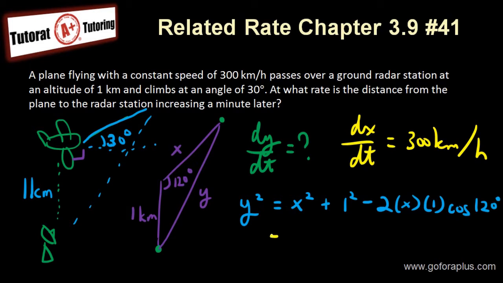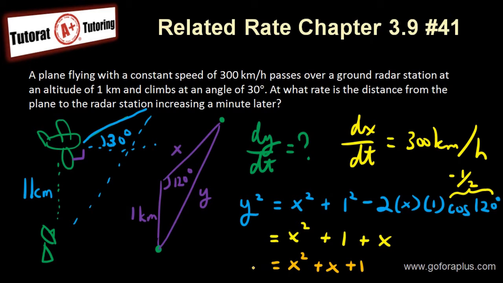Let's simplify this equation. So we have x squared plus 1 minus 2 times x times 1 times cosine of 120. So cosine of 120 here is minus 1/2, sorry, because this is more than 90 degrees. So this becomes minus 2 times x times 1 times minus 1/2, which becomes plus x. So we have something like this. Let's rewrite this in the correct order: x squared plus x plus 1. This is the equation that I have to differentiate.